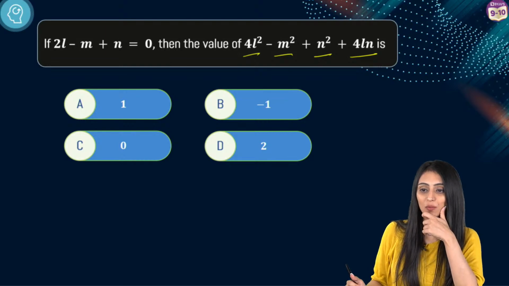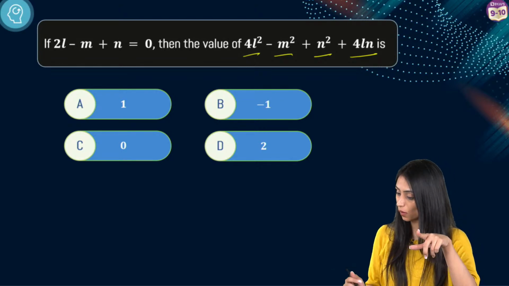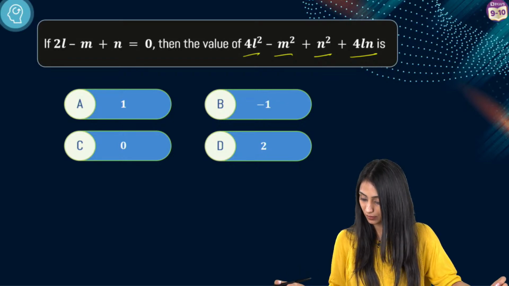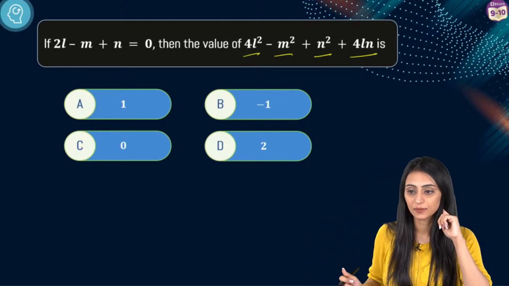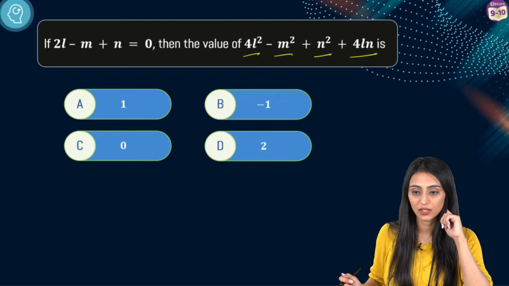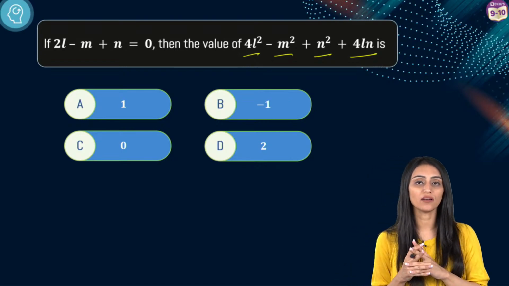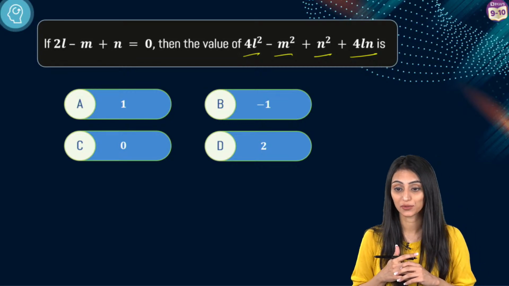A cube plus b cube. I think the chat went up. I could not see the entire comment, but I think you're using the wrong identity, Shanita. What have you written? I could not read the entire message. Yes. Can we use the identity a cube plus b cube is equal to a plus b times a square plus b square minus ab? Yes, yes, absolutely. It's not a hard and fast rule that you have to apply only one identity. Using this identity also you can find this out.